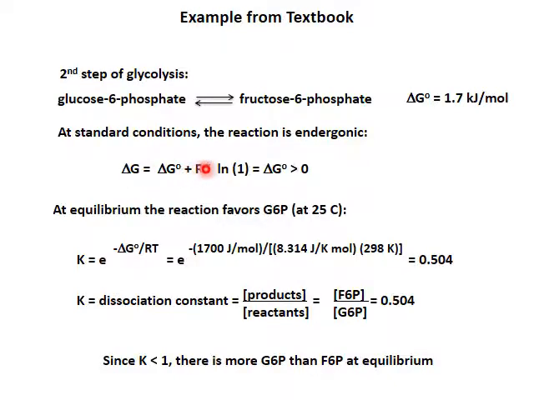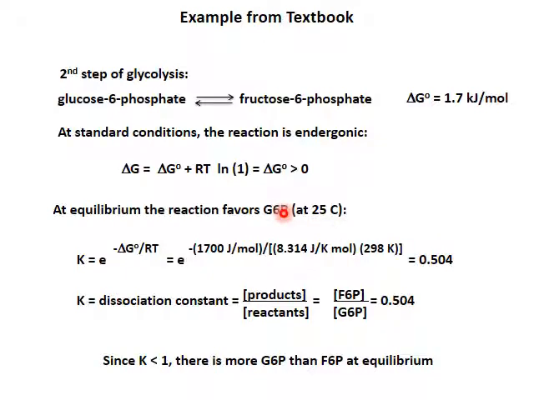In terms of delta G, not standard condition, it equals the standard conditions plus RT natural log Q. In this case, Q is equal to 1. And so the delta G naught is equal to the delta G in this case, which is greater than 0, which is an endergonic reaction. So at equilibrium, which is what we're considering here, the reaction favors the formation of glucose 6-phosphate at 25 degrees Celsius in terms of the concentration.